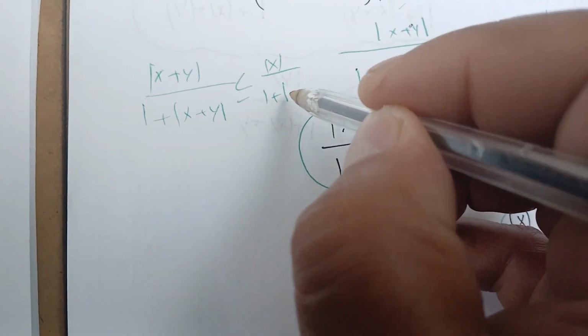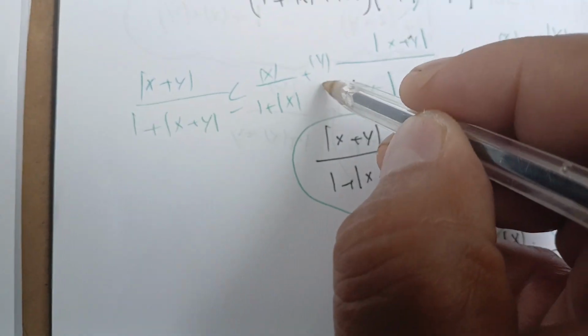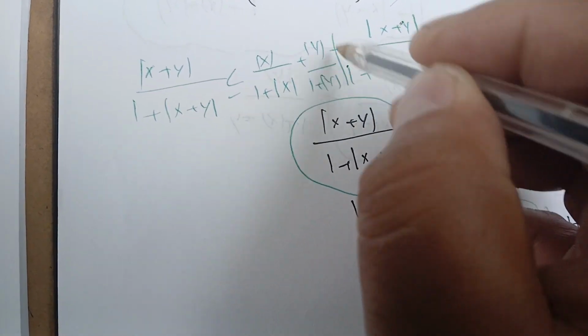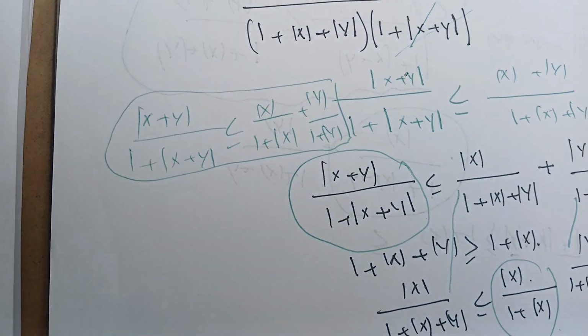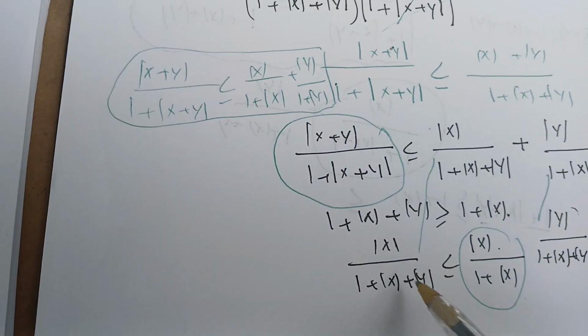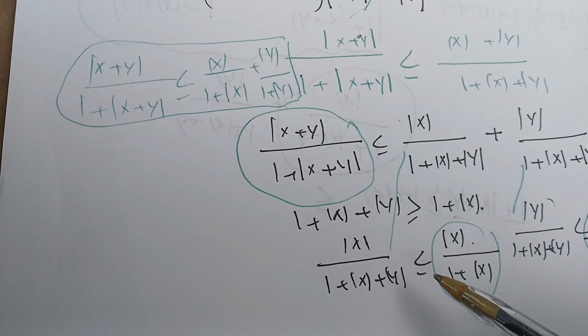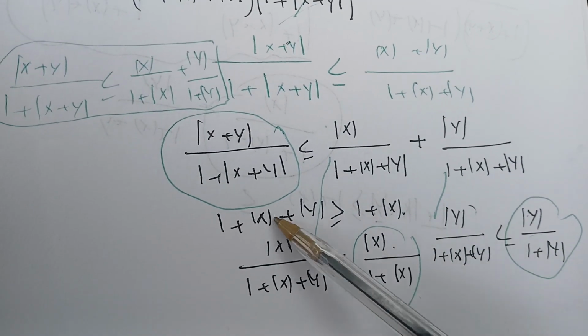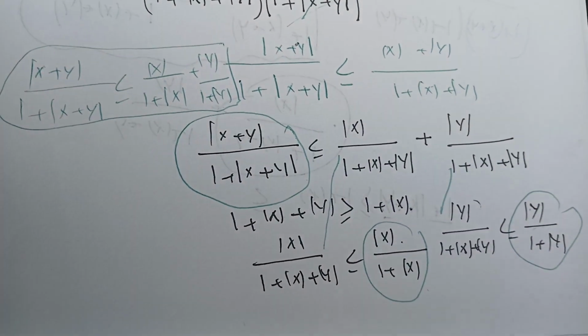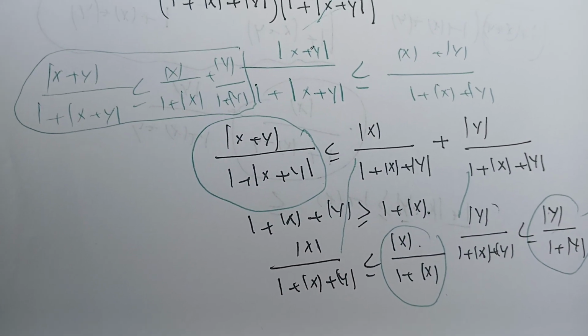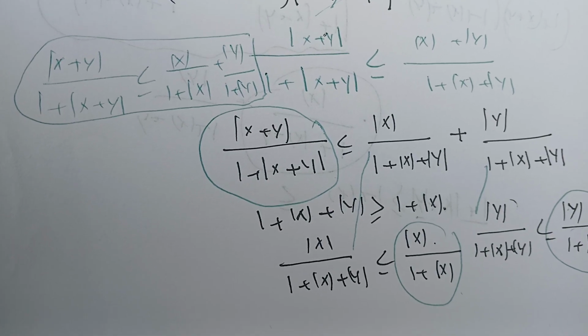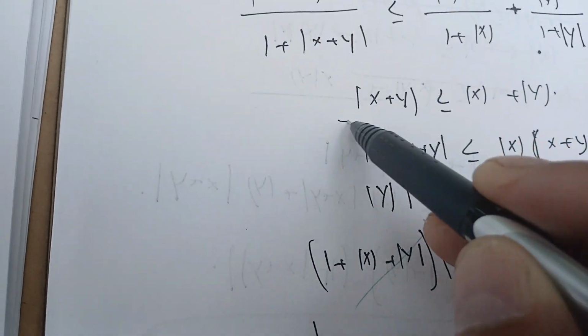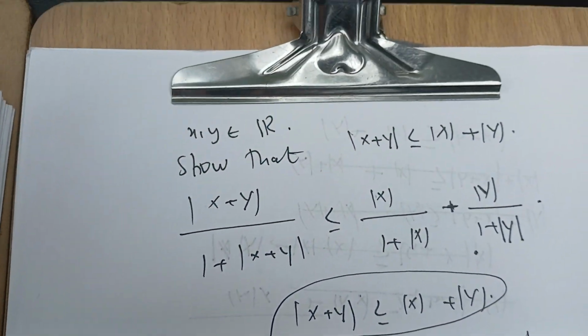Okay, this proves that the absolute value of x plus y over 1 plus the absolute value of x plus y is less than the absolute value of x over 1 plus the absolute value of x, plus the absolute value of y over 1 plus the absolute value of y. So this proves my result. Okay, we need to pay attention to the algebra. So this is less than this, and this proves our result here. And I think that's all we needed to do. The basic idea is to start from the triangular inequality. Thank you very much.